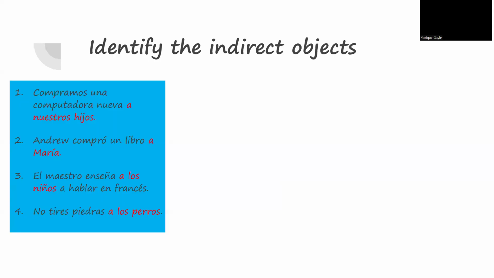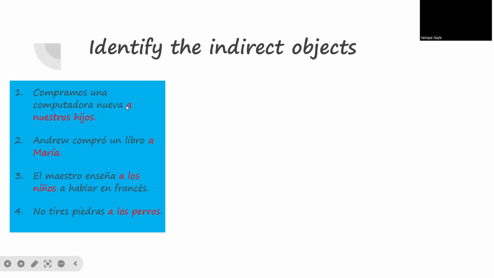Okay, very good. So, for example, identify the indirect object in the sentence. Compramos una computadora nueva a nuestros hijos. So we bought a new computer for our children. Okay, so here, our children is the indirect object in this case because they're receiving the object, or they're receiving the action of the object or the object in the sentence, if that makes more sense.